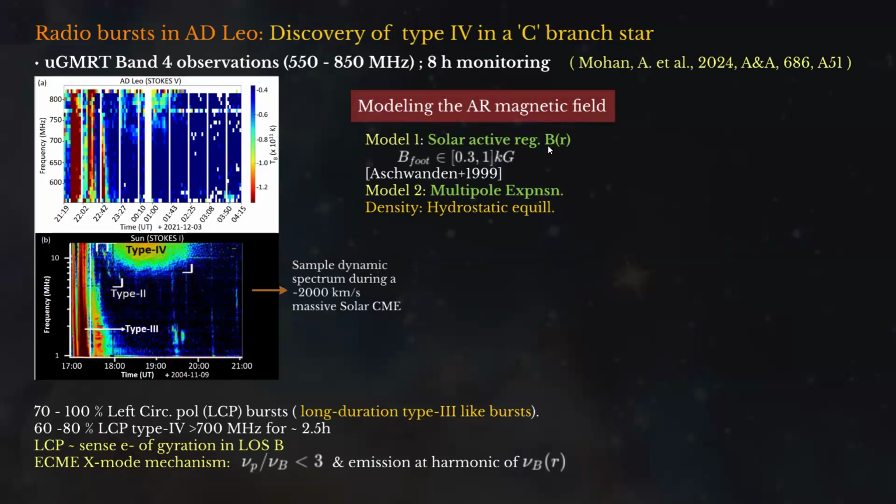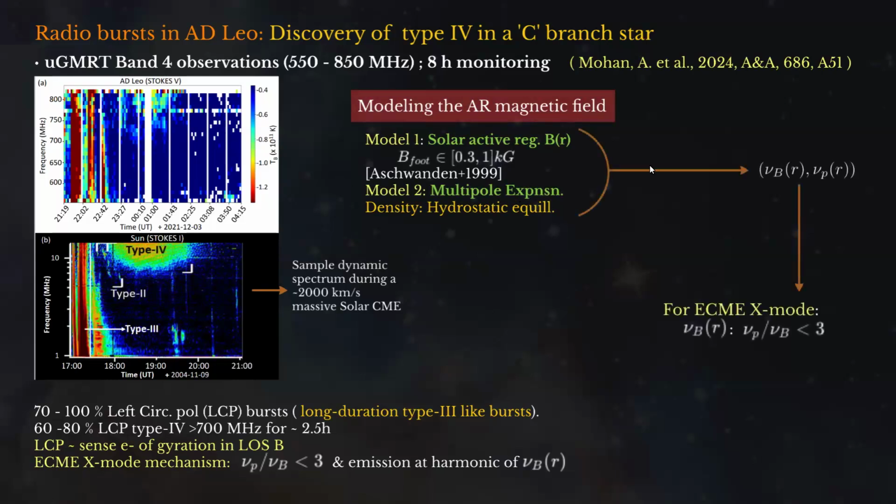And using that, you get the magnetic field in the corona. You can basically then get nu B easily, right? It's just a function of that. And the other model which we tried is a simple multipole expansion model, respecting the ZDI magnetic field results.